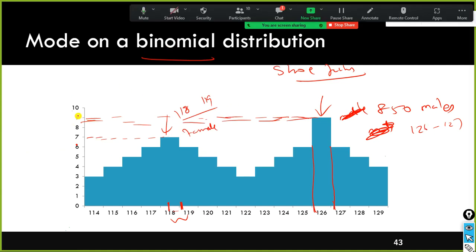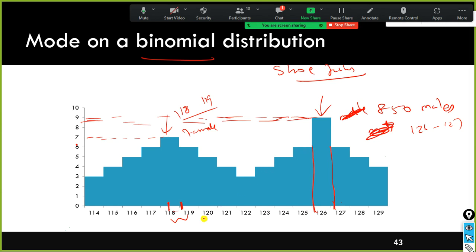Yes, Mala. Majority of the female shoe sizes, you will produce this one. Between 118 to 119, this size of the shoes you produce more for female. Between 126 to 127, for this size you produce more. Why? Because this size is used by majority of the males. 850 males in the population, their shoe size is this one. And then 700 females, majority of the females' shoe size is this one.